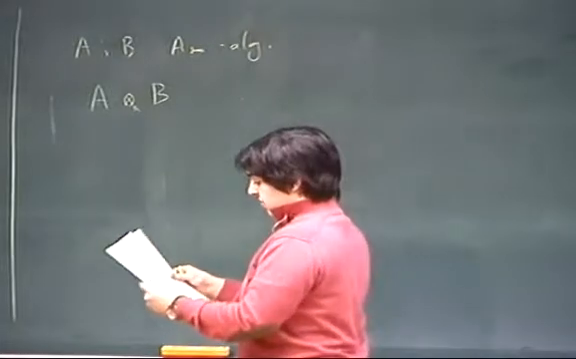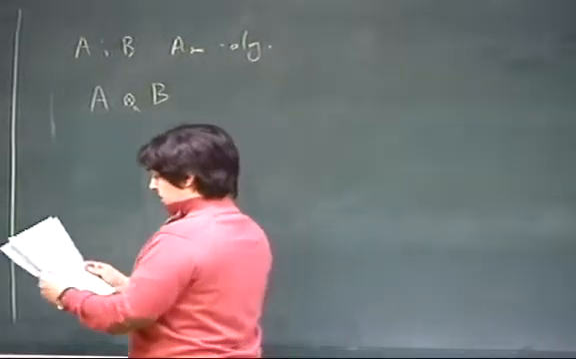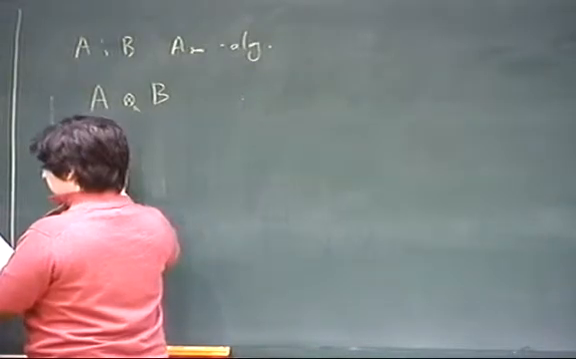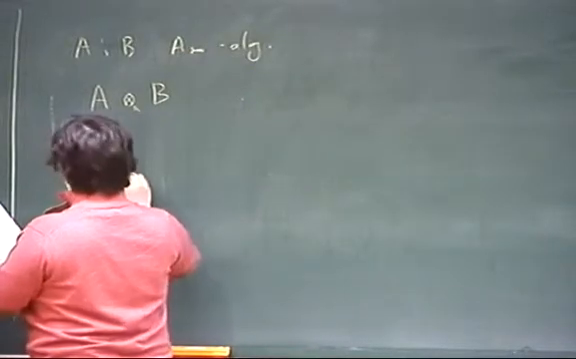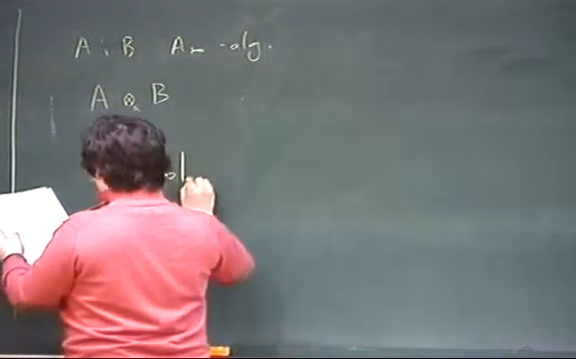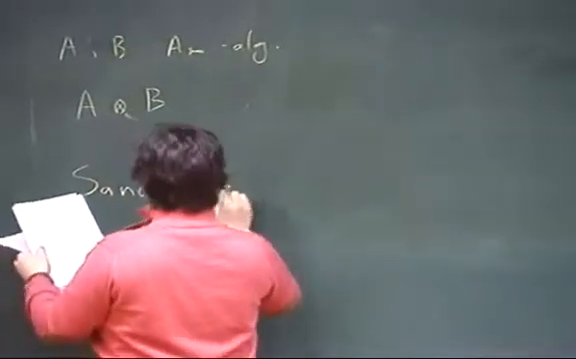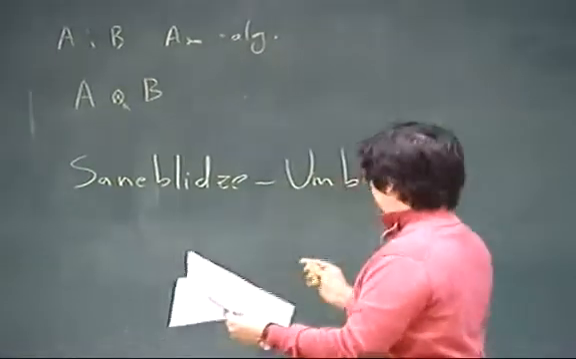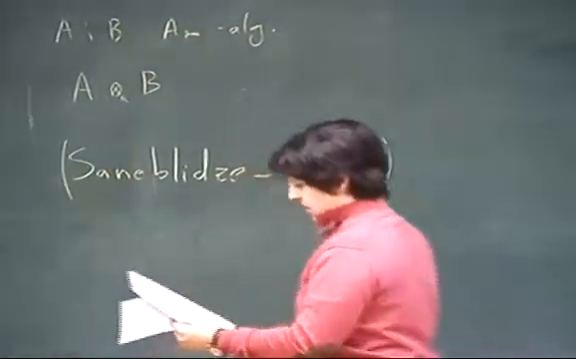So this was answered. I think the first people to answer this were, now I'm going to mispronounce the names of these people, I apologize for that, Saneblidze and Umble. Sorry about this. I think they are from Georgia, that's why they have complicated names.